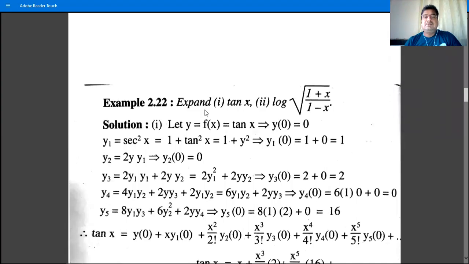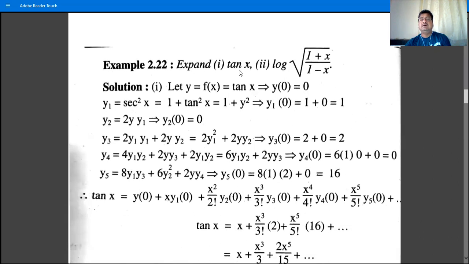So, some miscellaneous examples on Taylor's theorem and Maclaurin's theorem. The examples are: expand tan x, and another function, log of root of (1 plus x) divided by (1 minus x). First problem: expansion of tan x about x equal to 0, or about the point x.